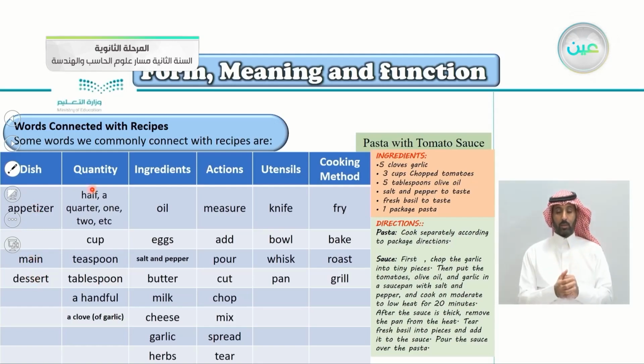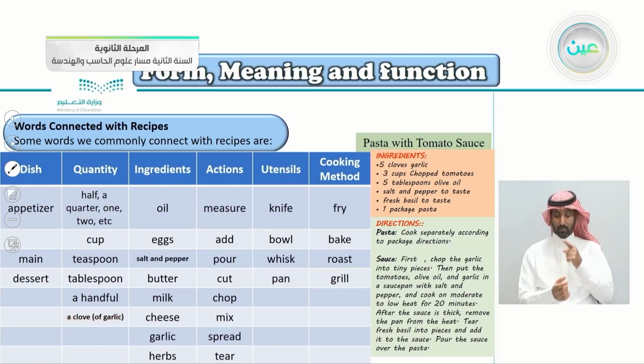The quantity of the thing that you want to cook: half, a quarter, 1, 2, and so on. Half a gram, half a kilogram, a quarter kilogram, 1, 2, etc. Or cup. Cup is used as a quantity, 1 cup of flour, or a teaspoon, 1 teaspoon of salt or pepper. The same thing with tablespoon. A handful, to take with your hand, or a clove used with garlic. So a clove is used with garlic.